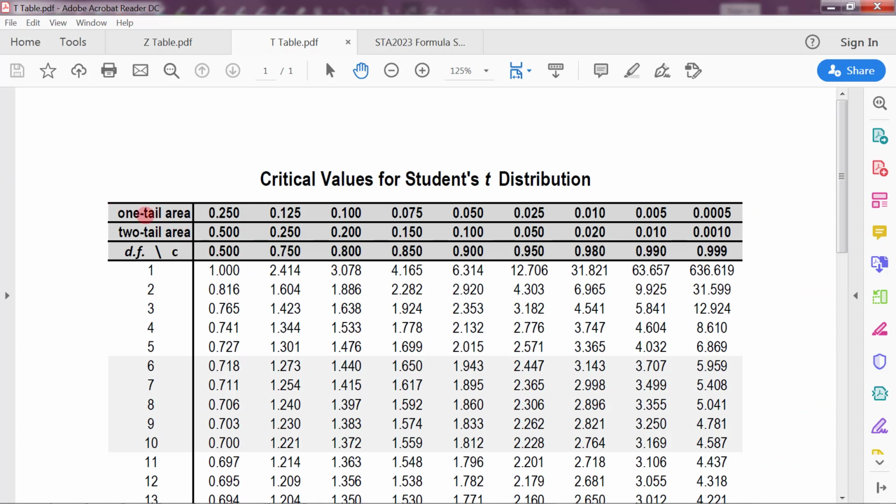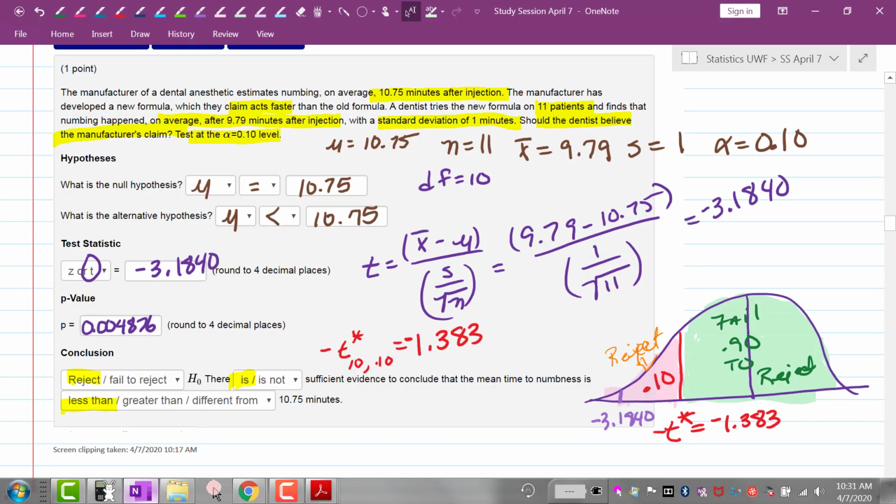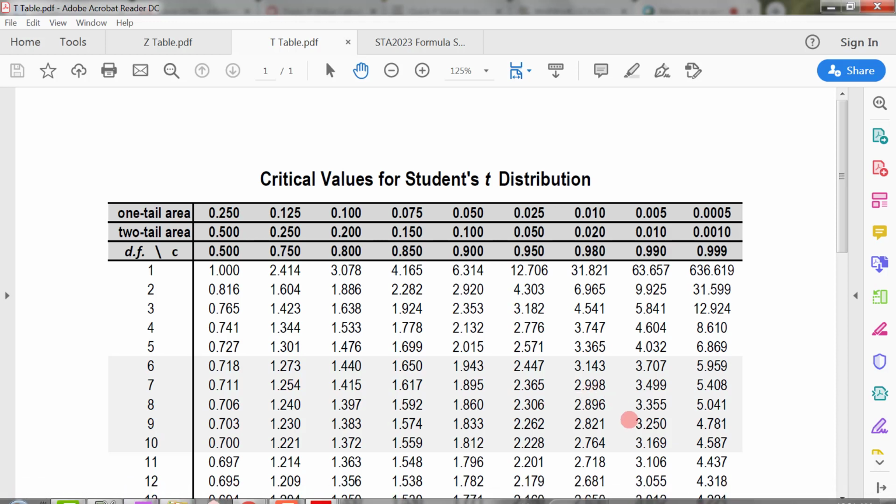So it's a one-tailed test. We've got to come in for 10 degrees of freedom, and we find the interval that encompasses the test statistic, 3.184. Let me make sure I have my test statistic correct. 3.184, yes I do. So 3.184 is greater than this number.